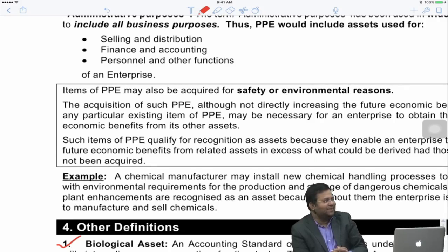Will it be a PPE for the entire 75,000 or will it be 75 minus 23? How much? 52,000. How many of you say it is PPE for 75,000? How many say it is a PPE for 52,000? How many say it is a PPE for 23,000? Correct answer is it is a property, plant, equipment for the entire 75,000.